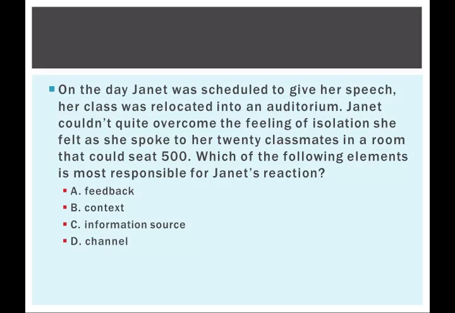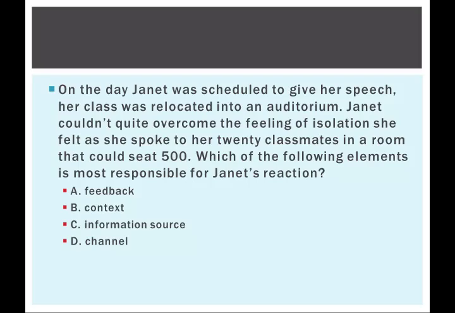Question 2. On the day Janet was scheduled to give her speech, her class was relocated into an auditorium. Janet couldn't quite overcome the feeling of isolation she felt as she spoke to her 20 classmates in a room that could seat 500. Which of the following elements is most responsible for Janet's reaction? A, feedback, B, context, C, information source, or D, channel?